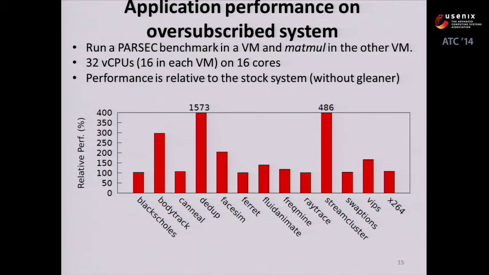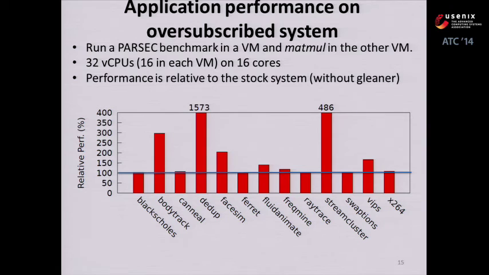The second experiment is to demonstrate that Gleaner can improve application performance on an oversubscribed system. So we run 2 virtual machines. So there are 32 virtual CPUs on 16 physical cores. In one virtual machine, we run the Spark benchmark, and in the other virtual machine, we run matrix multiplication. In this figure, we show the relative performance of the benchmark on the system when Gleaner is enabled. The performance is relative to the stock system without Gleaner. The 100% relative performance means that the benchmark has a similar performance on both systems.